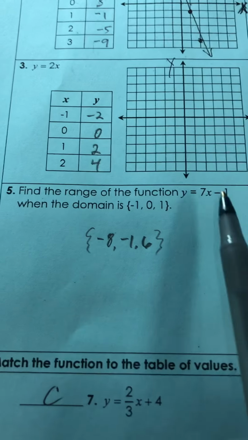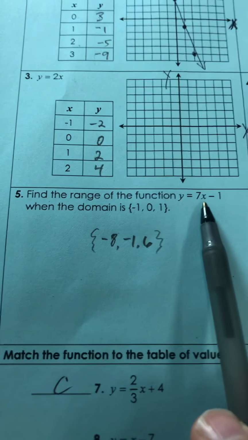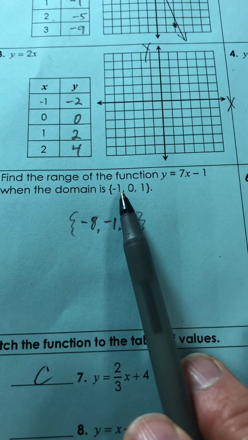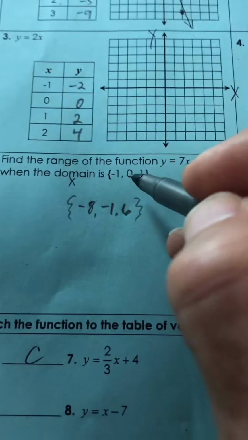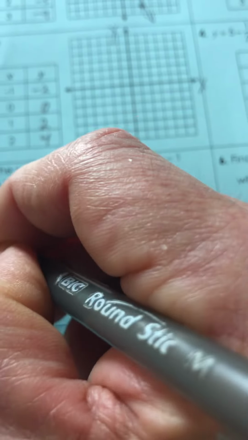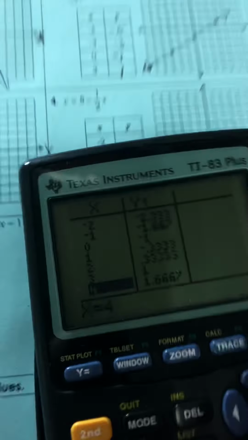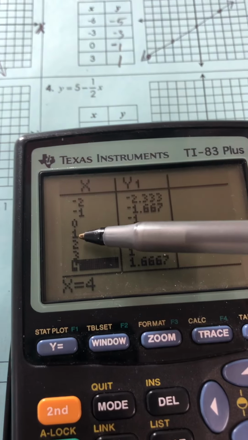Okay. When you do number 5, what you're going to do is type this into your calculator, just as we have been doing for 1 and 2. And then you're going to look for the y values, the range, when x is -1, 0, and 1. The domain is just x values, and the range is your y values. So you're going to get a graph like this. You're going to look for -1, 0, and 1.